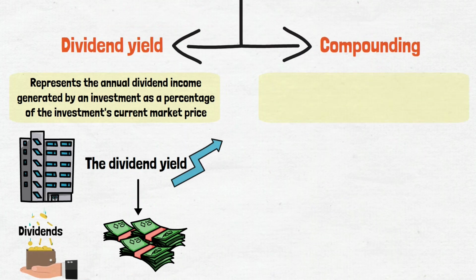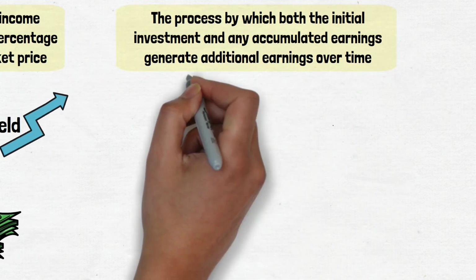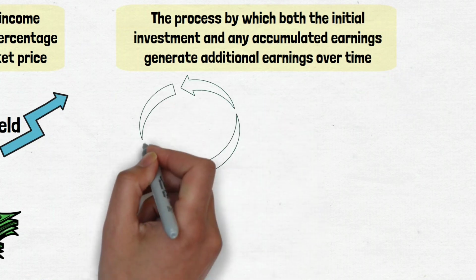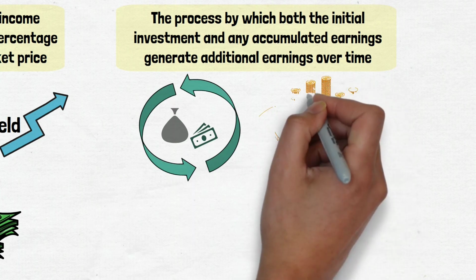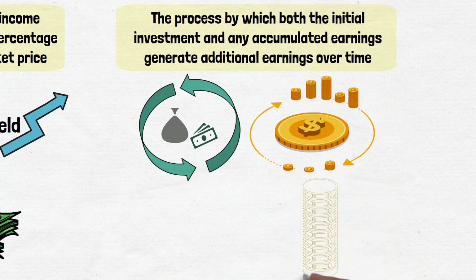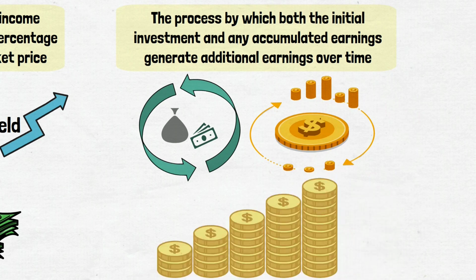Compounding, on the other hand, is the process by which both the initial investment and any accumulated earnings generate additional earnings over time. When dividends are reinvested, they purchase more shares of the same stock, leading to an increase in future dividend payments. As these new shares also generate dividends, the cycle continues, gradually building up the investment's value. Over extended periods, the compounding effect can result in substantial growth of the investment.